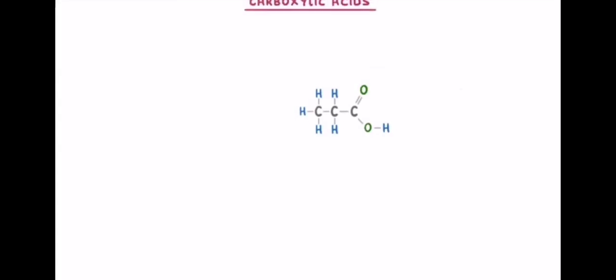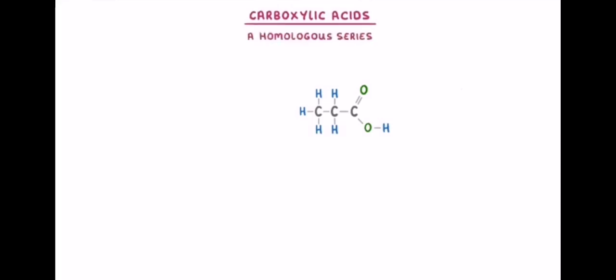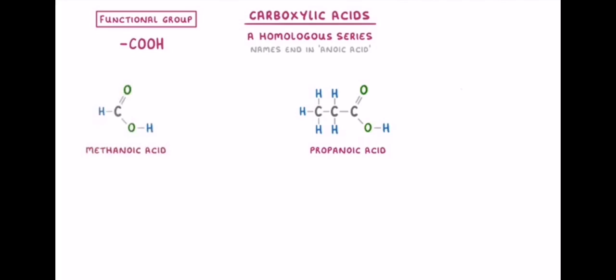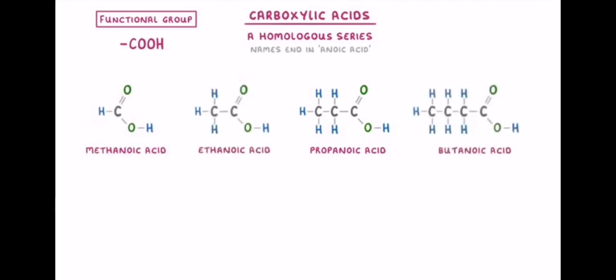In this video, we're going to cover carboxylic acids. Just like alkanes and alcohols, carboxylic acids are a homologous series of organic compounds. But importantly, they have the functional group COOH, and their names all end in anoic acid. So this one, which has 3 carbons, is called propanoic acid. And in order, the other ones you need to know are methanoic acid, ethanoic acid, and finally butanoic acid.